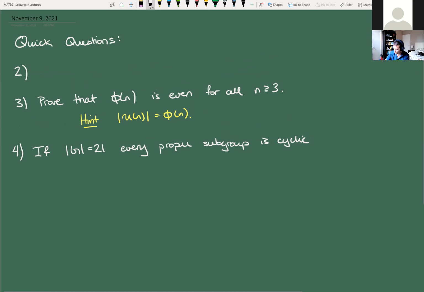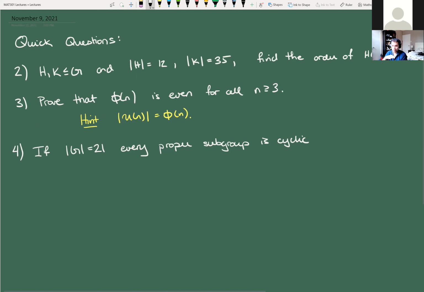So you know that H and K are subgroups of G. And the order of H is equal to 12? And the order of K is equal to 35. Find the order of H intersect K.